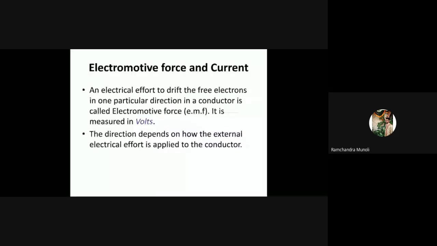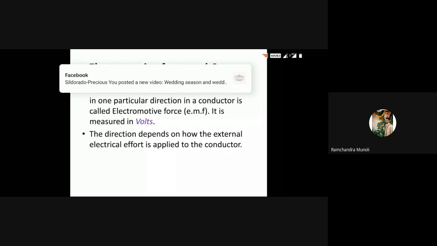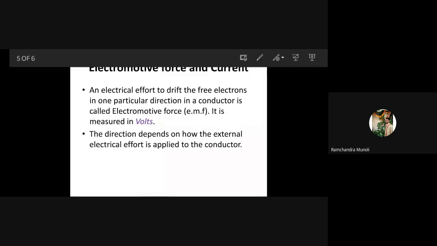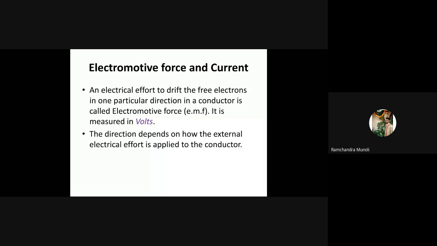electromotive force and current. Now see, hope everyone is able to see the slide. Is it visible now? Yes, ma'am.